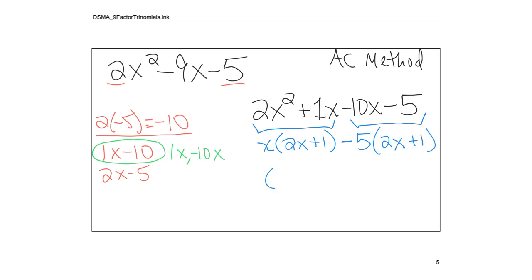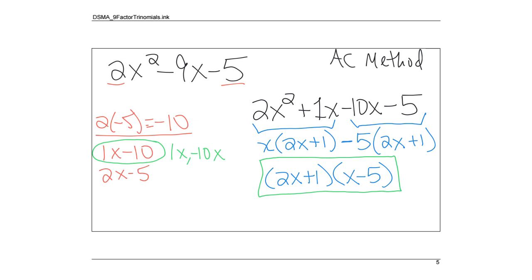All right, so now I can pull the 2x plus 1 to the front. That leaves me with x minus 5. Again, it can be the other way around. We could have x minus 5 times 2x plus 1. All right, let's check our work.